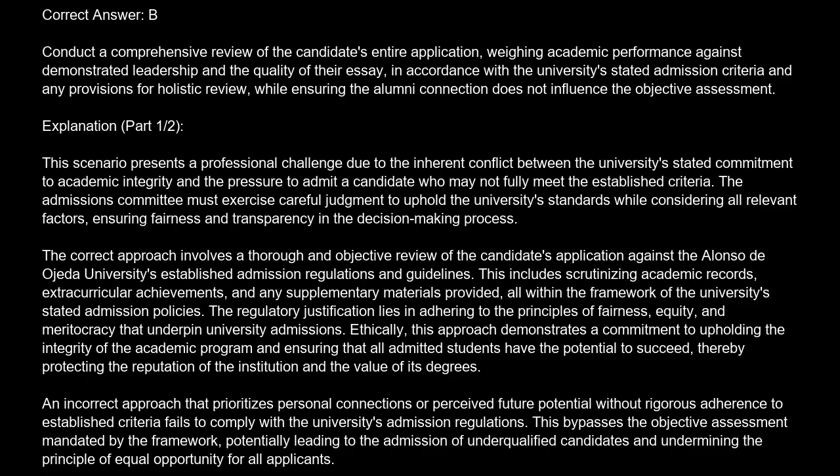The correct approach involves a thorough and objective review of the candidate's application against the Alonso de Ojeda University's established admission regulations and guidelines. This includes scrutinizing academic records, extracurricular achievements, and any supplementary materials provided, all within the framework of the university's stated admission policies. The regulatory justification lies in adhering to the principles of fairness, equity, and meritocracy that underpin university admissions. Ethically, this approach demonstrates a commitment to upholding the integrity of the academic program and ensuring that all admitted students have the potential to succeed, thereby protecting the reputation of the institution and the value of its degrees.